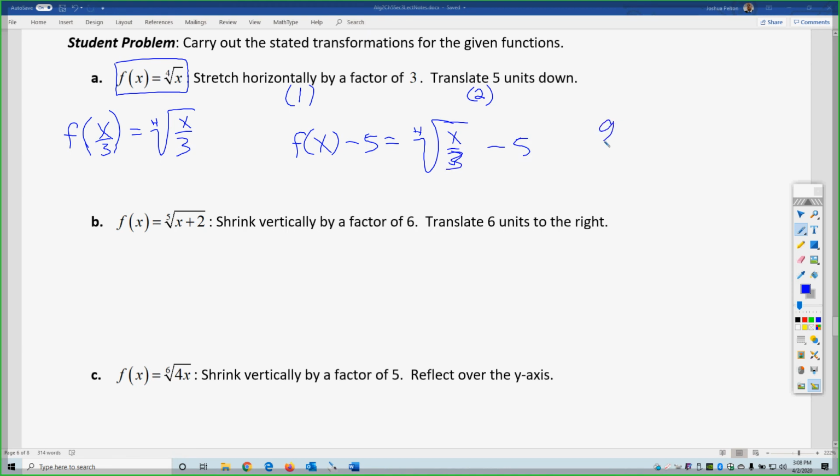So the fourth root of x over 3 minus 5 on the outside. So that means my new function, g of x, is the fourth root of x over 3 with a minus 5 on the outside.